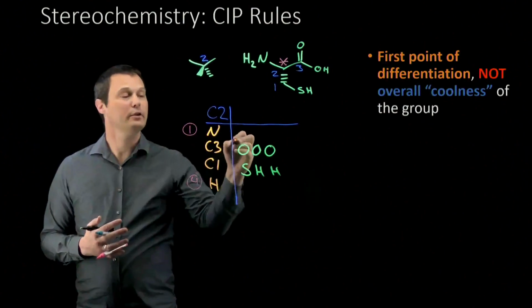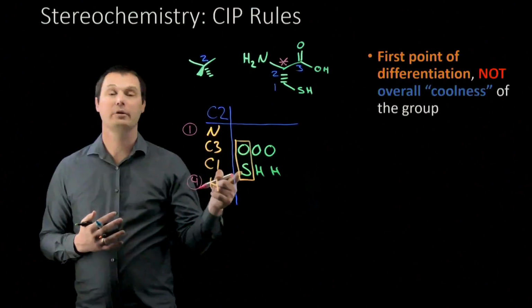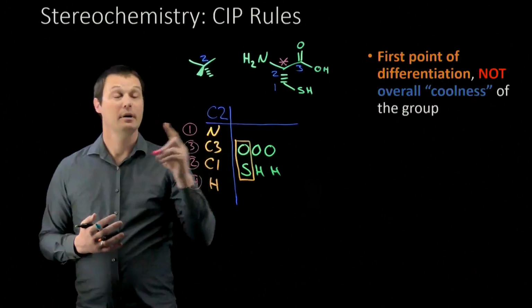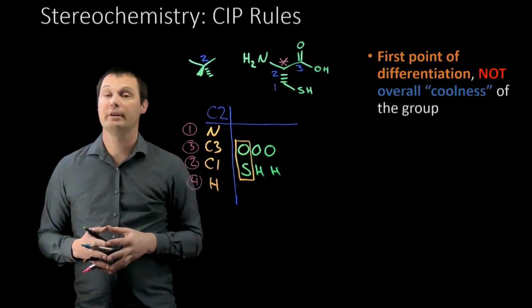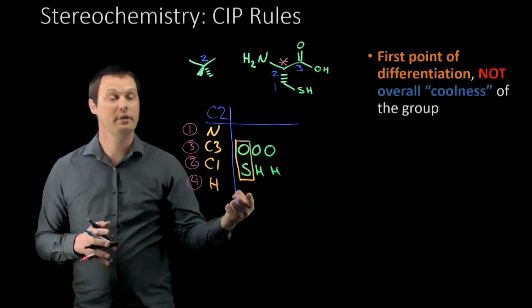The first point of differentiation is here between the oxygen and the sulfur. Sulfur is a higher atomic number than oxygen, so the carbon number 1 group is higher priority than the carbon number 3 group. Did you get that right? This is the one that everybody confuses. It is not the overall coolness of the group. We only need to look for the first point of differentiation.